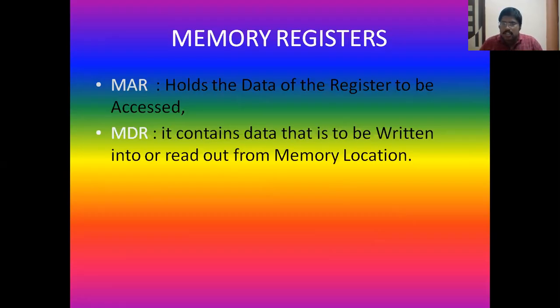So the memory address register holds the address of the register to be accessed, whereas the memory data register consists of data. The particular data that is present in the memory data register will be stored. Where will it be stored? It will be stored in the address held by MAR. MAR will hold some register, right? So the data that is present in MDR will be stored in the register of MAR, or the data will be retrieved from the MAR location to MDR.